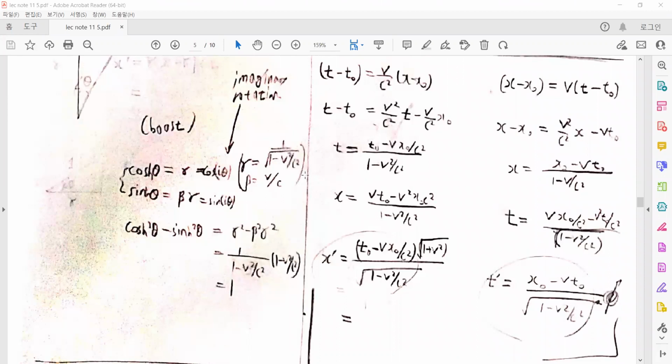And maybe in the next videos I will discuss the derivations of the Lorentz boost and the phenomena of time dilation and length contraction in special relativity theory.